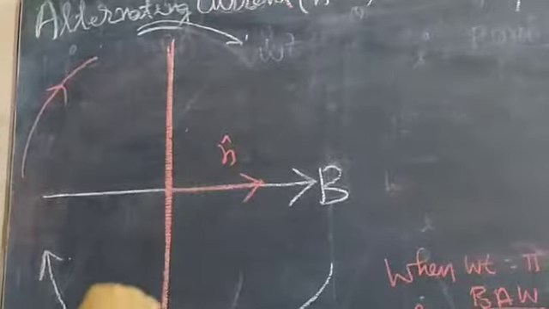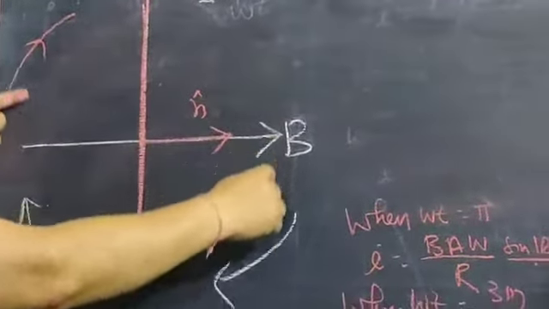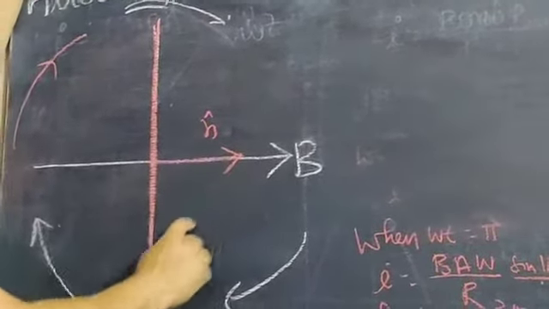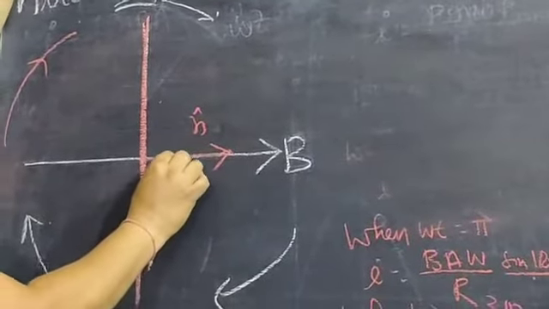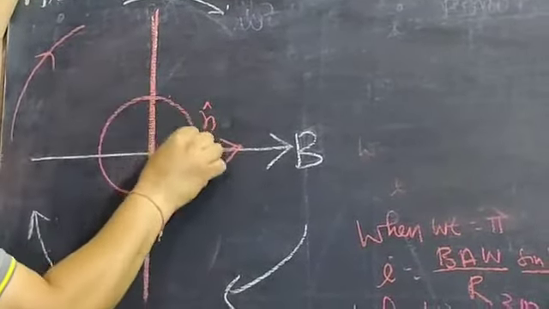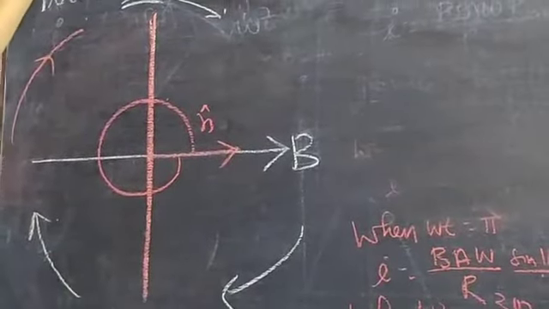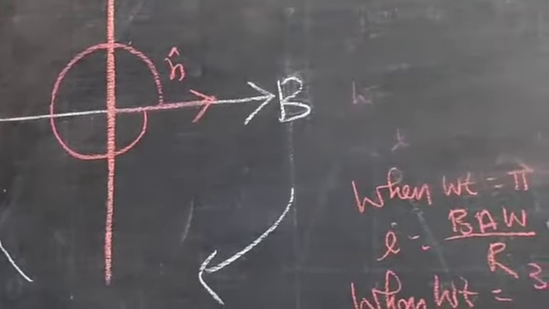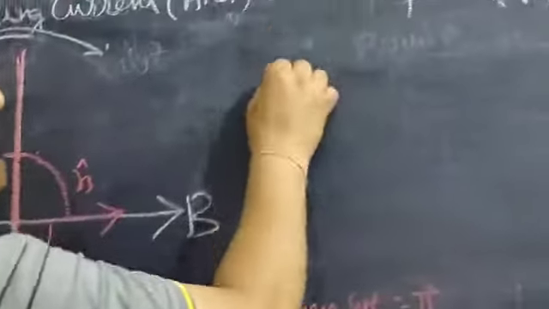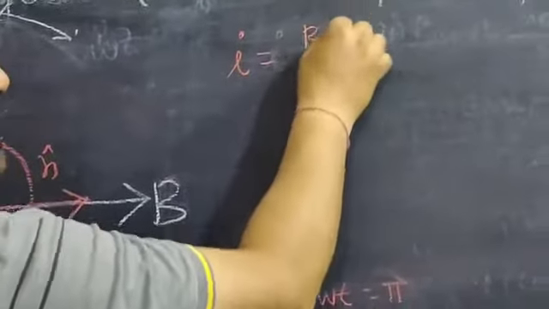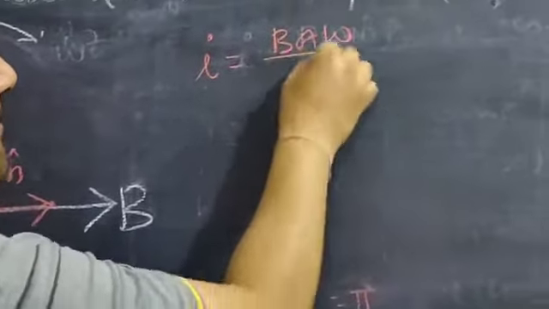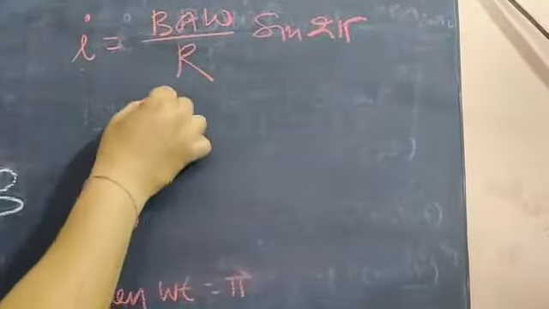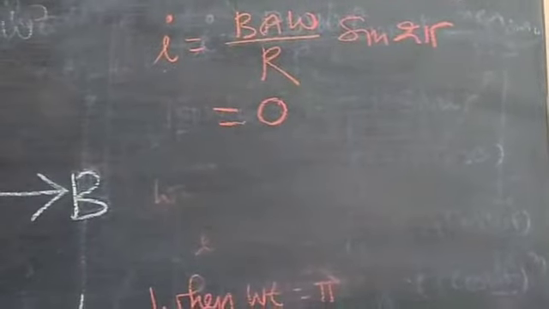Now when the plane of this coil has completed its one rotation, then its area vector will also complete one rotation, and at this time this area vector would be making an angle of 2 pi or 360 degree with the direction of magnetic field. So at this time I will be equivalent to B A omega upon R sine 360 or 2 pi, and current will again become 0.